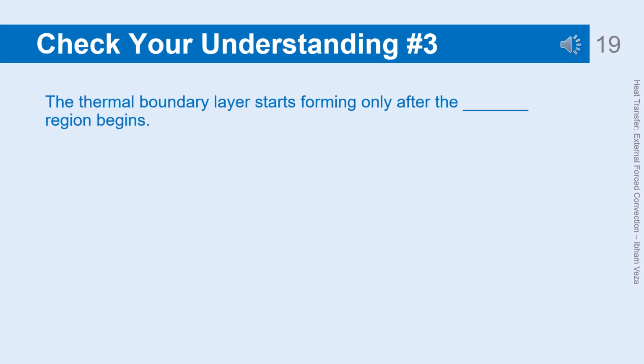Check your understanding 3. This part emphasizes again that the thermal boundary layer does not start forming from the very beginning of the plate. It only begins to develop when the fluid contacts the heated portion of the surface. If the initial part of the plate is not heated, there is no temperature gradient to drive heat transfer. This concept helps distinguish between velocity and thermal boundary layer development. This understanding is important for analyzing heat flux distribution.